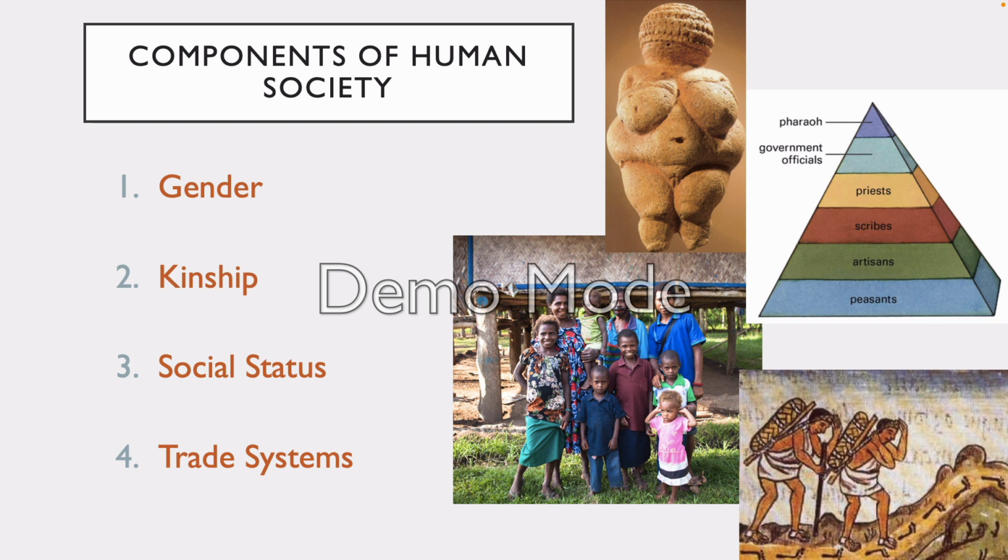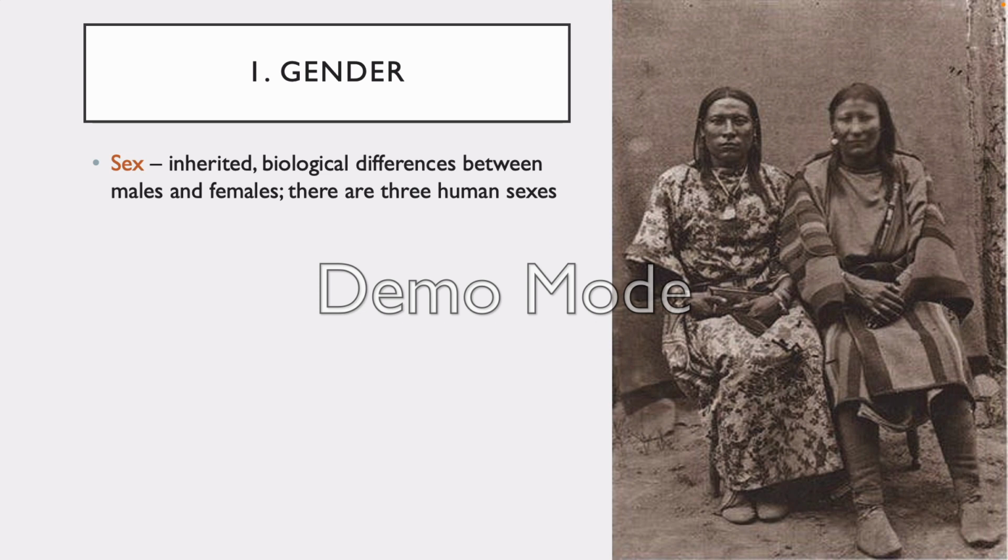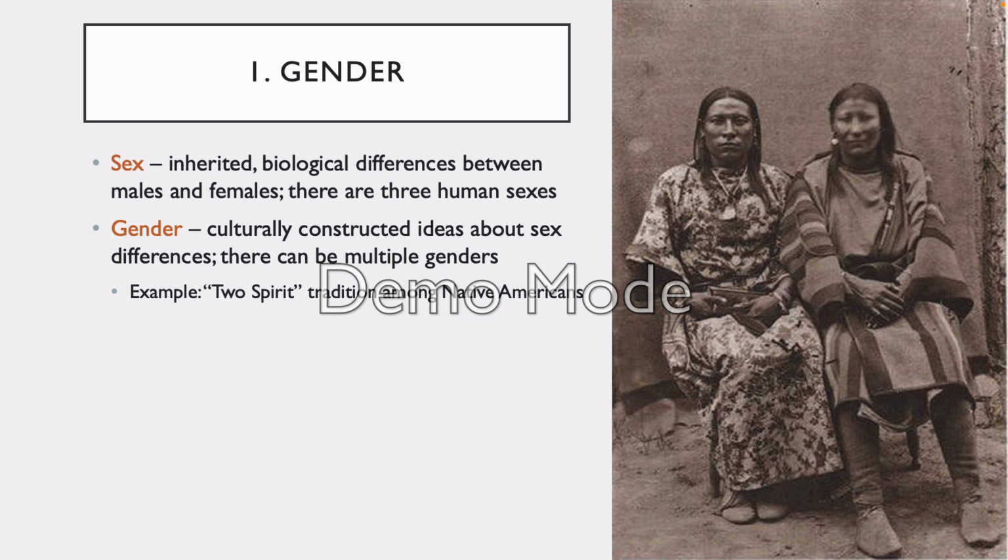There are four major components of human societies that we're able to try and access through the archaeological record, and we'll talk through some examples of each of these in the lecture today. The first being gender. So some terminology, first of all, is a person's sex. These are the inherited or biological differences between males and females, although nowadays there are 3 recognized human sexes, including male, female, and intersex.